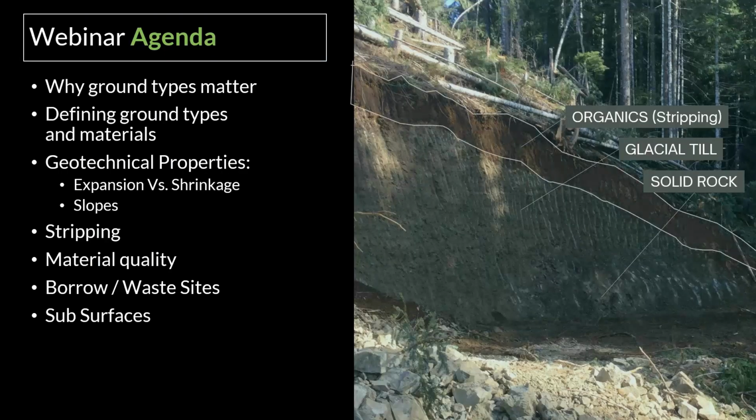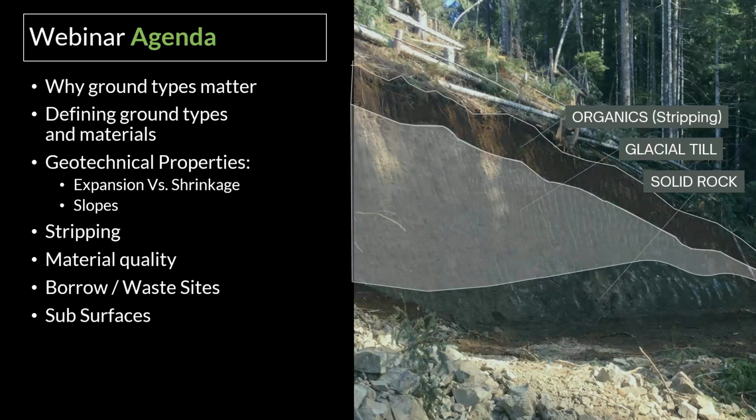Today our agenda really is all about ground types. We're going to start by talking about why ground types matter and why you should be using them inside of your RoadEng location projects. From there, we're going to talk about how we define ground types and materials, and some of the geotechnical properties they have, including probably one of the most confusing parts, the expansion and shrinkage, or swell and shrinkage factors, as well as the different slope properties for cut and fill that you can attach to a ground type.